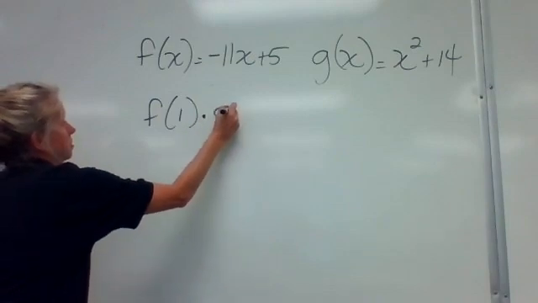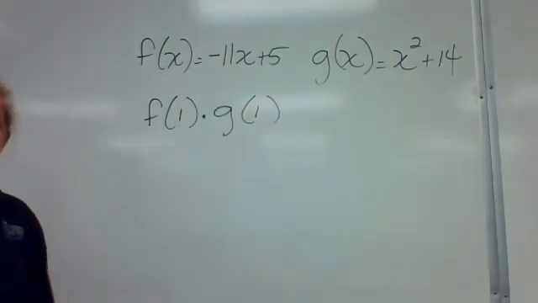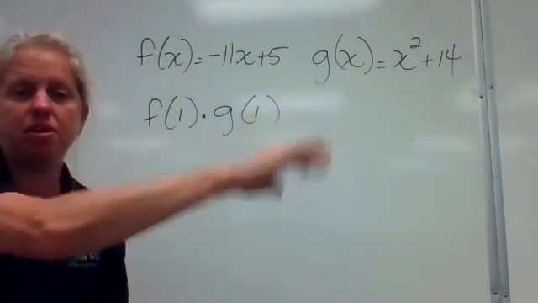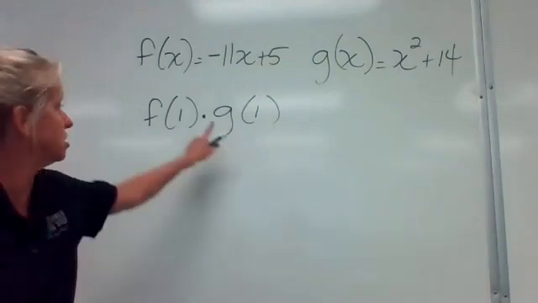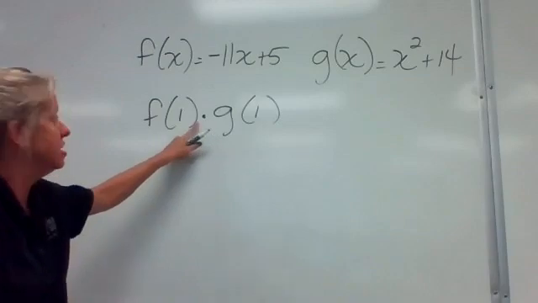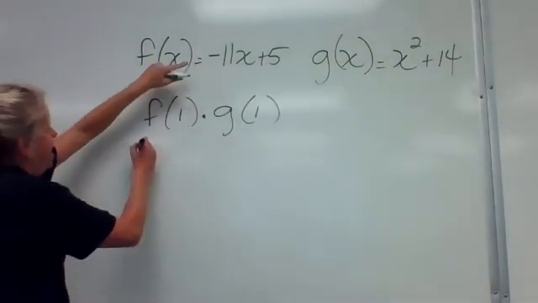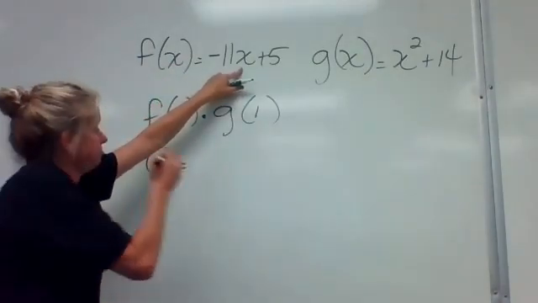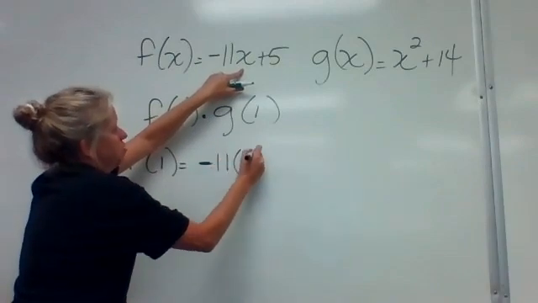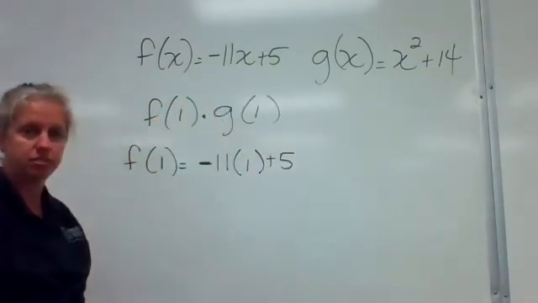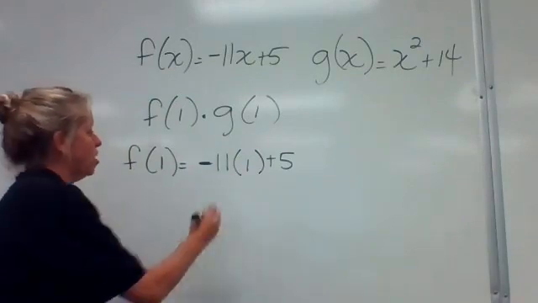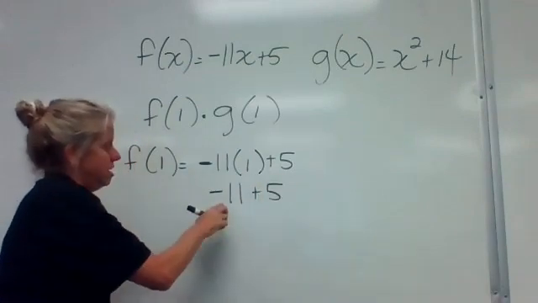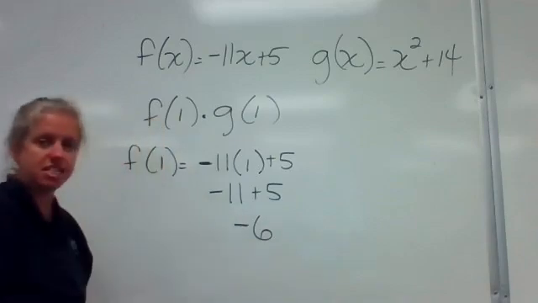So just like the last one, I'm going to find f of 1, I'm going to find g of 1, and then I'm going to multiply my answers together since this one says to multiply. So f of 1, so I'm going to go to my f function and replace its x with a 1. I have negative 11 times 1 plus 5. Negative 11 times 1 gives me negative 11. Bring down my plus 5. Negative 11 plus 5 gives me negative 6.